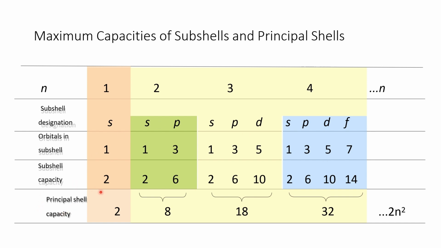Now we know the principal shell capacity. We can then find that the first shell has two.